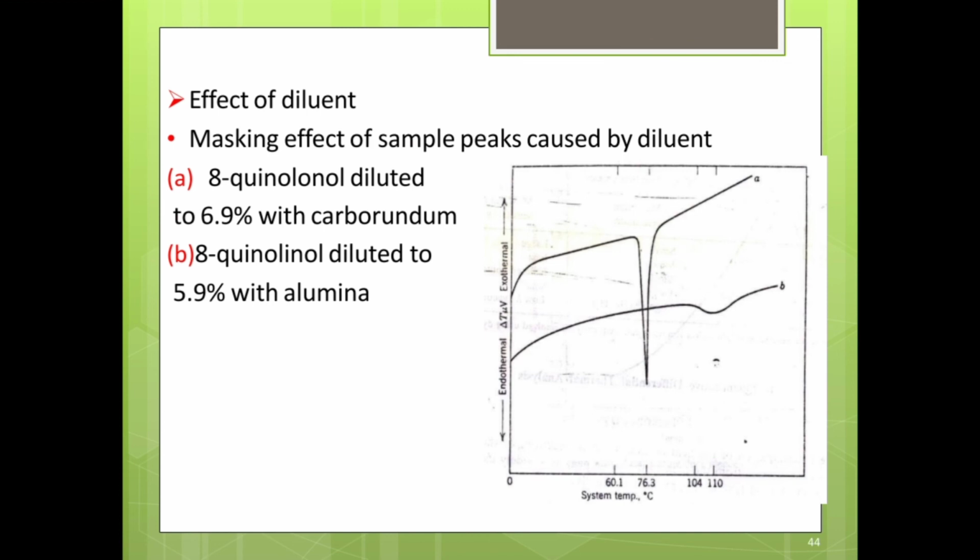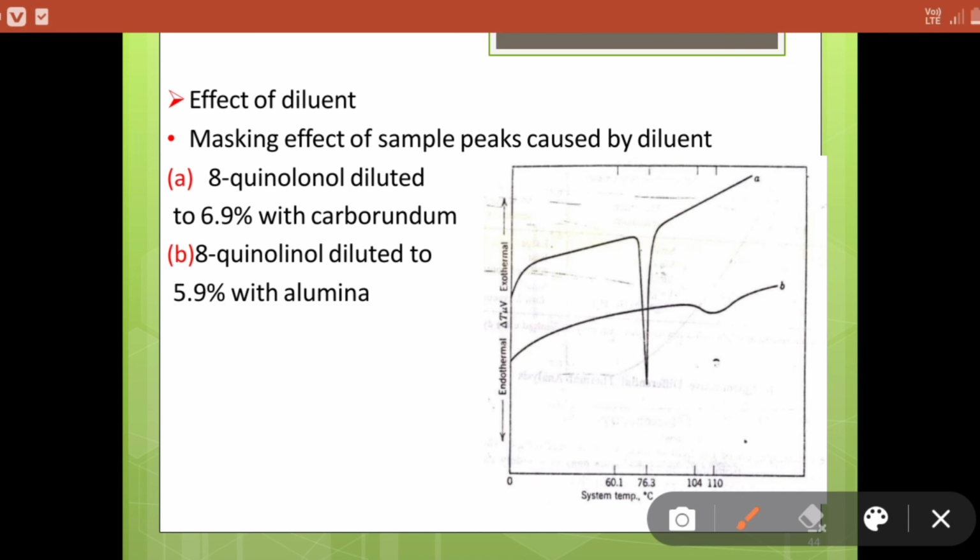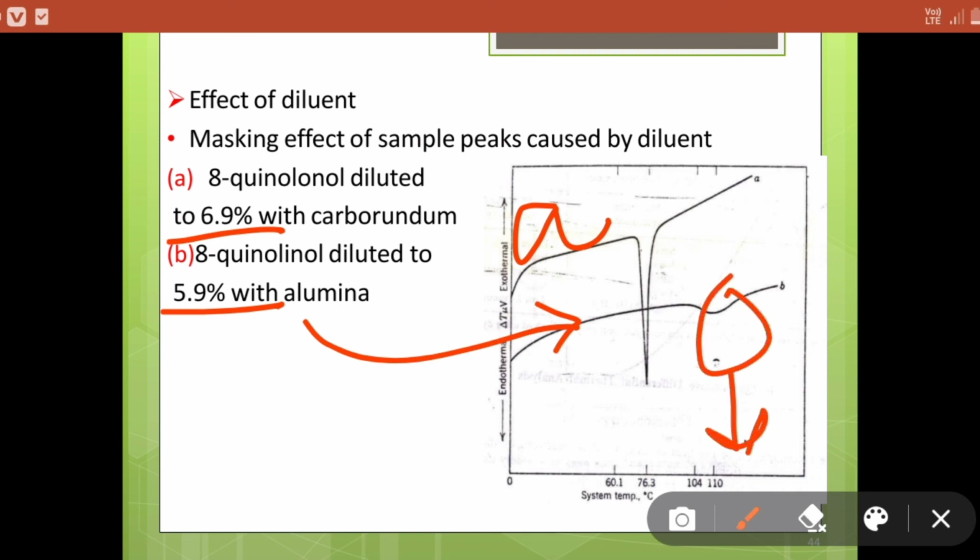Effect of diluent: the masking effect of the sample is caused by the diluent. 8-quinolinol diluted to 6.9 percent with carborundum, and 8-quinolinol diluted to 5.6 with alumina. It should be properly masked. For the first one it is proper, at 6.9 percent; for 5.5, the sharp peak did not appear at all. It appears in a different range. Therefore, it is not valid. This one is correct.